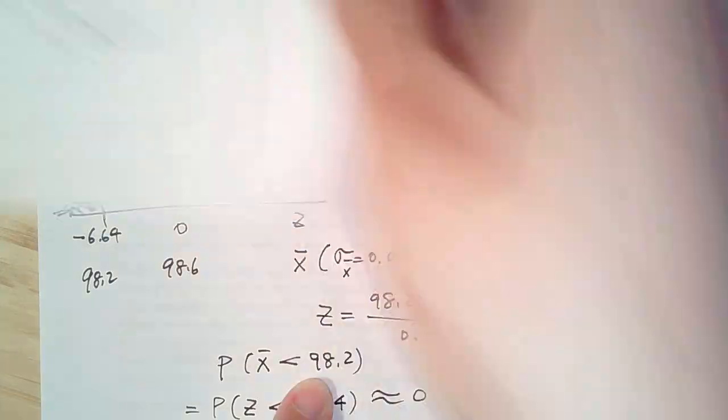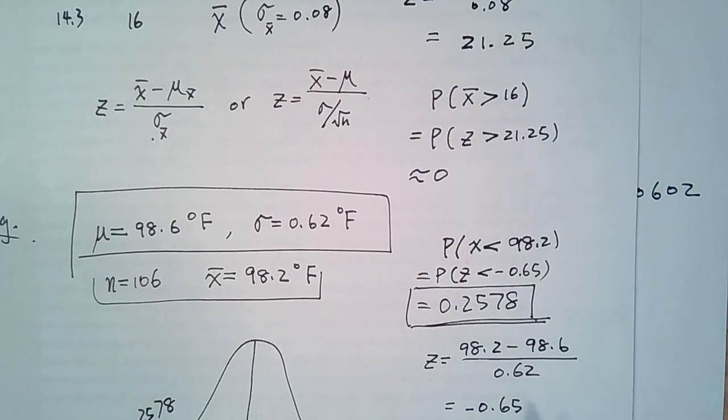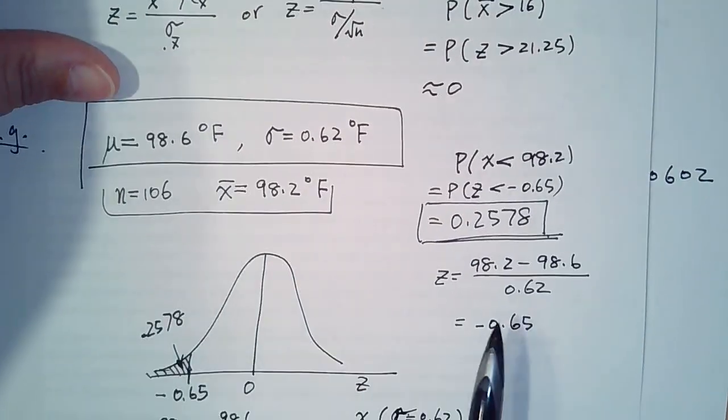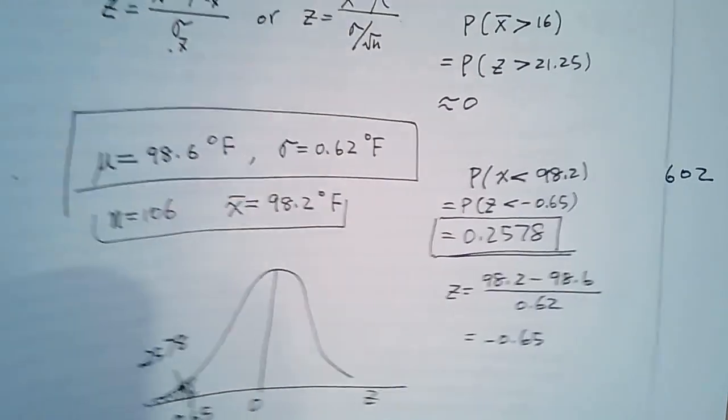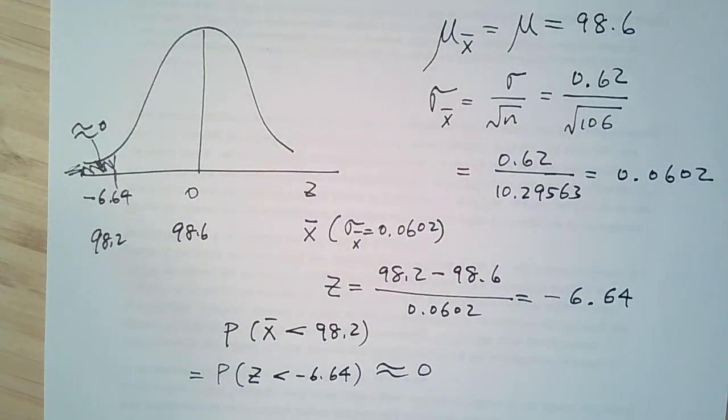But if you just randomly select one person and his body temperature is that low, the chance is almost 26%. So that's not a problem. But for the average, it is a problem.